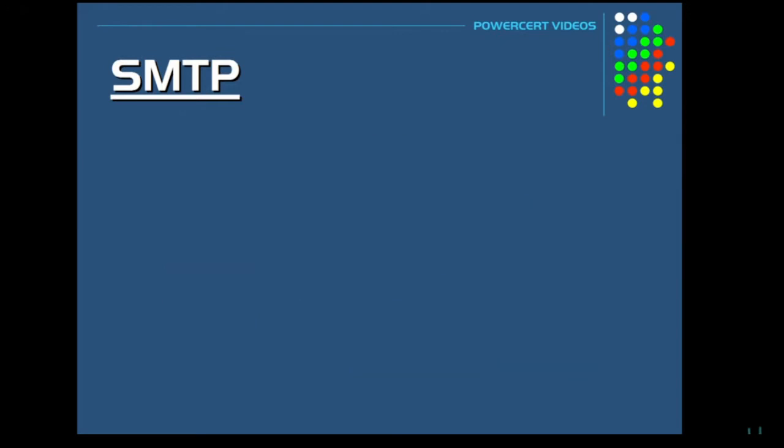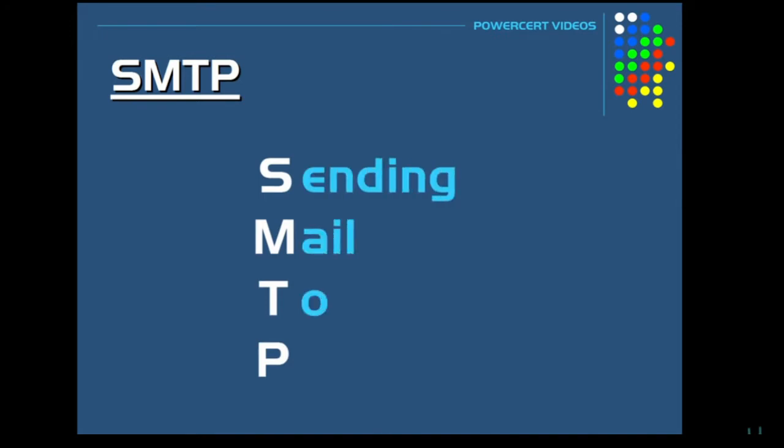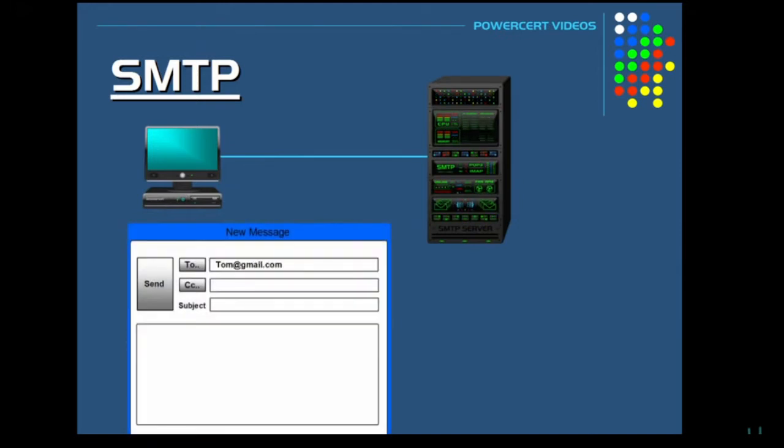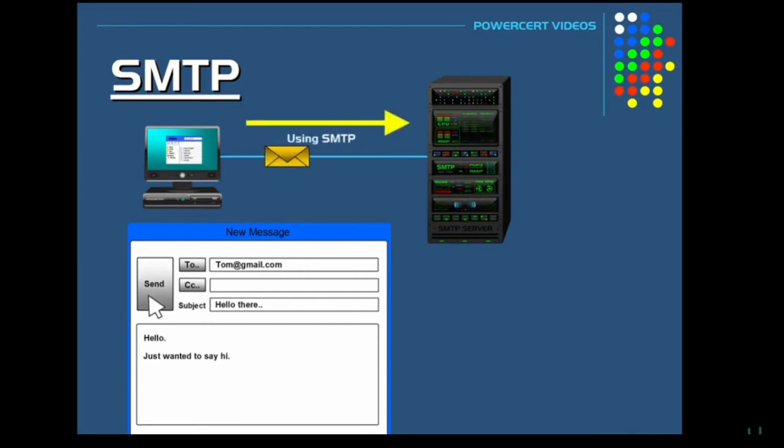Now, a good way to remember what SMTP does is by looking at the acronym SMTP and associating it with sending mail to people. So as an example, when you write an email using an email client such as Microsoft Outlook, and then when you hit send, the email travels from your computer to your email server using the SMTP protocol. Now, this server is also known as the SMTP server, and this is what's configured in your email client.